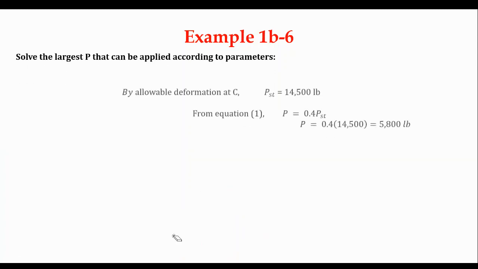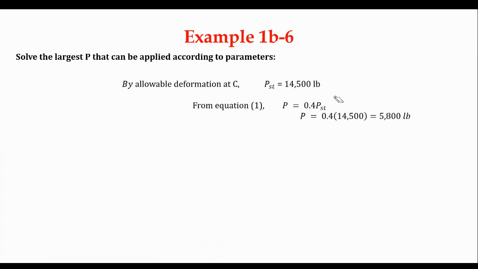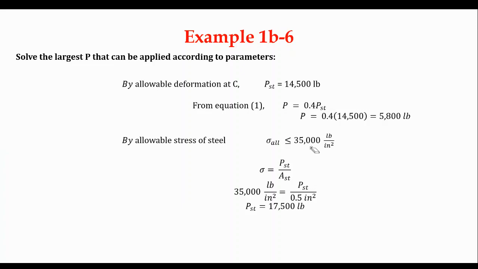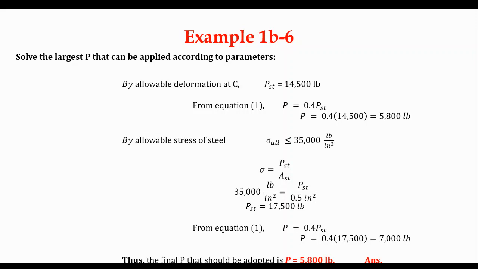Okay? And then, pag nakuha na nimo ang force sa steel, naa man kay katong sa equation 1, makuha pod nimo si P. Oh, that is only one parameter. Naa man kay ikaduha na parameter, katong allowable stress. So, sa allowable stress, makuha pod nimo ang force sa steel. Ang P is 0.4 of force sa steel, so 7,000. So, therefore, the answer is 5,800 pounds.